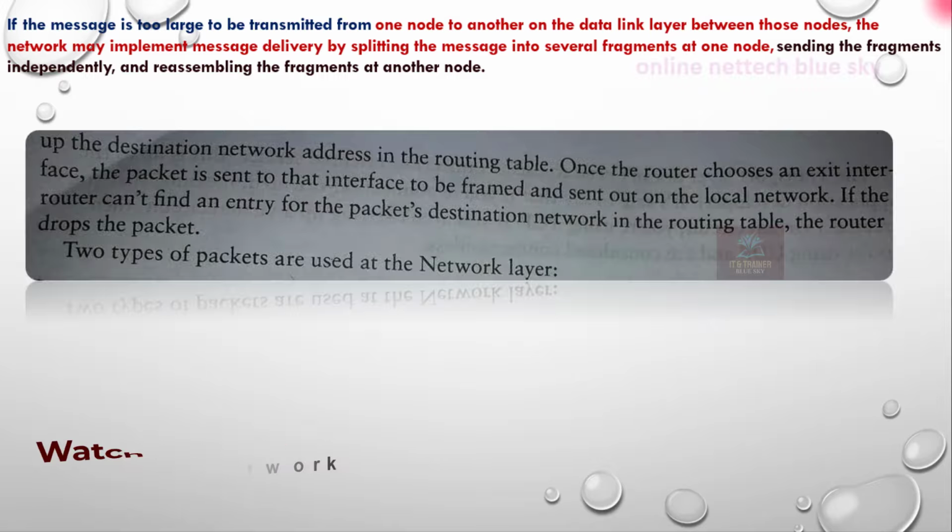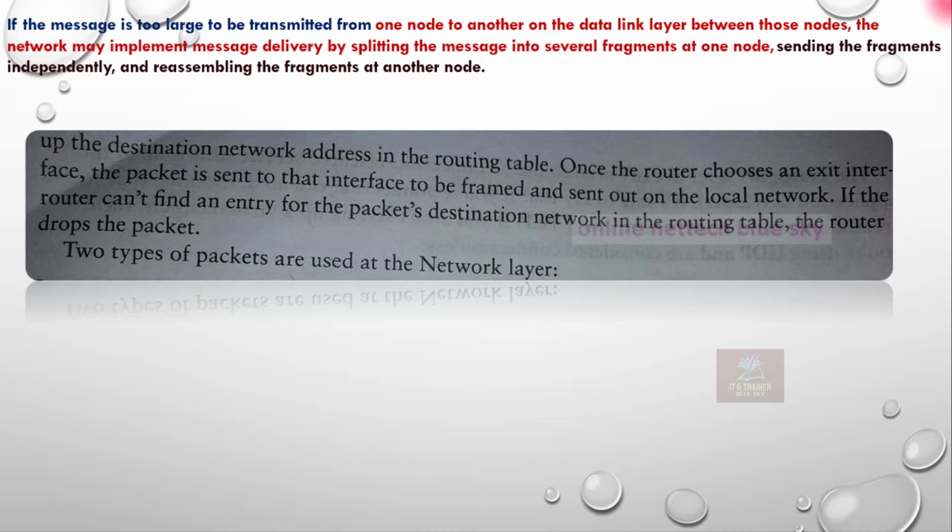You can see the destination network address in the routing table. The router chooses the exit interface, and the packet is sent to the interface, framed, and sent out onto the local network. If the router cannot find the packet's destination network in the routing table, the router drops the packet.